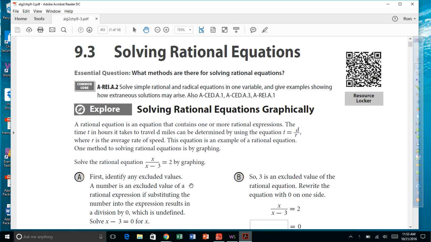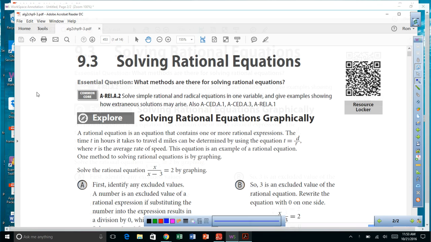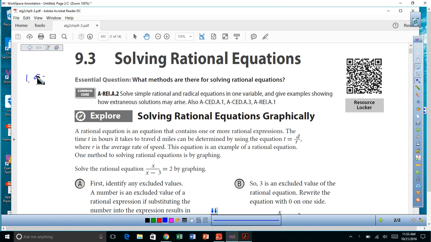Lesson 9.3, Solving Rational Equations. Essential question: what are the methods for solving rational equations? They can be solved either algebraically or graphically. So they can be solved 1, algebraically, or 2, graphically.